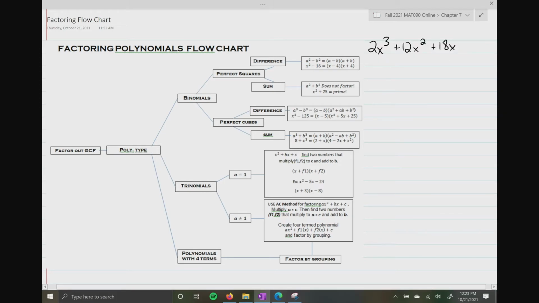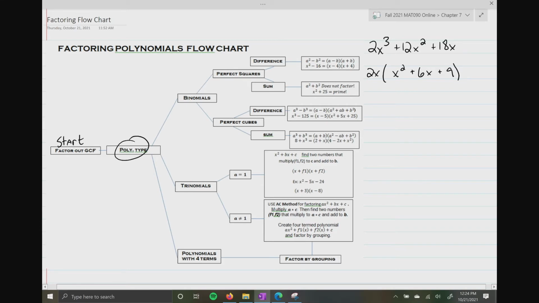All right, so here's our last problem. 2x to the third plus 12x squared plus 18x. So once again, we start with factoring out a GCF. So when I look at this, I can see a 2 and an x. So I'm going to factor out 2x. So that's going to give me x squared plus 6x plus 9. Okay?